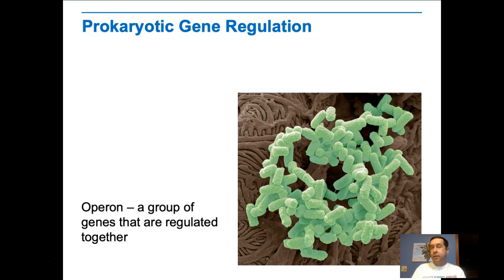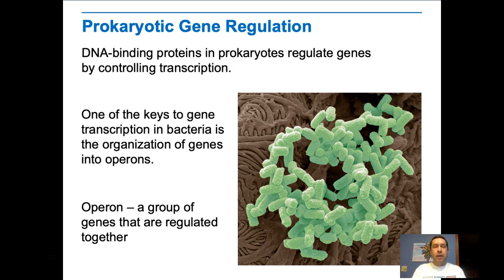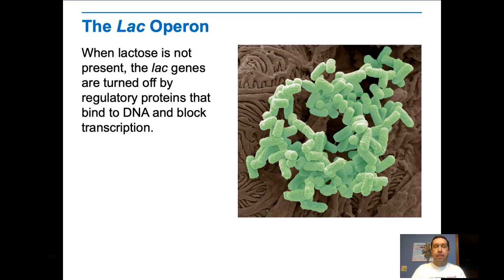Prokaryotes typically work through operons, a group of genes that are regulated together. These genes have a related function, and they're controlled by a single promoter. DNA binding proteins in prokaryotes regulate genes by controlling when transcription occurs and when it doesn't. One of the keys to transcription in bacteria is the organization of genes into these operons. An example of this is the lac operon.